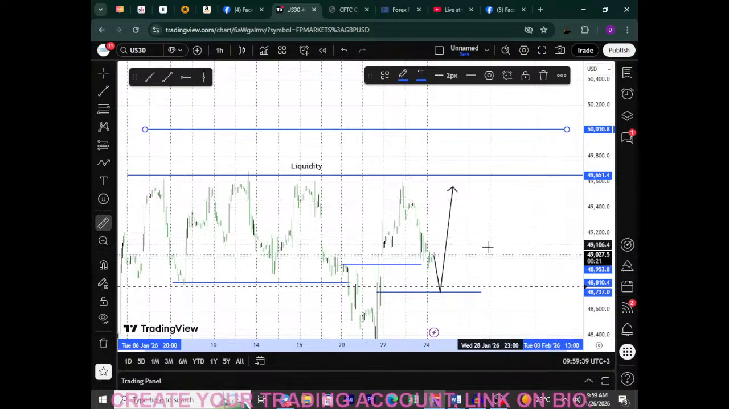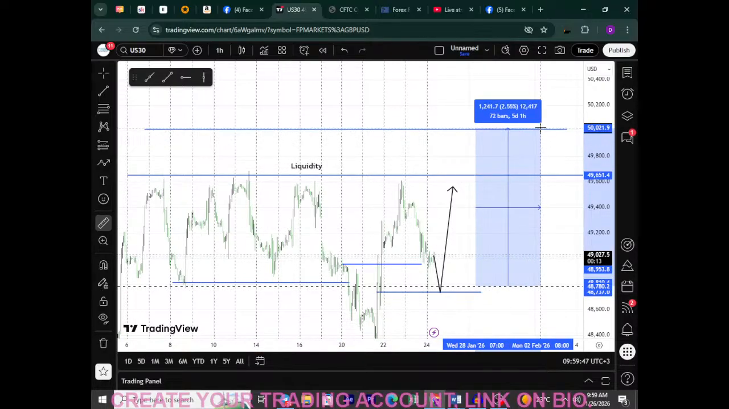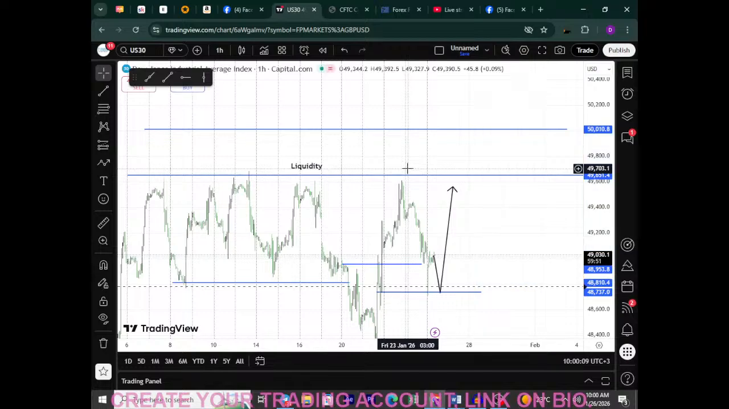And how many pips are these? For indices, we don't use pips. We use what? Points. I don't know why we use points. When I was learning, we were told to use points, but I don't know why we use points instead of pips, yet the monetary value is the same. These are around 1241 pips.